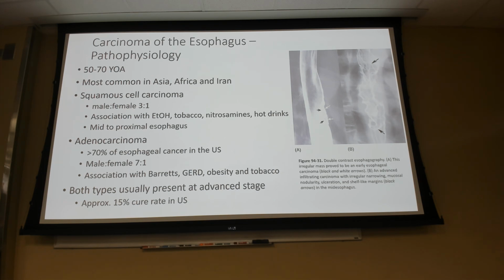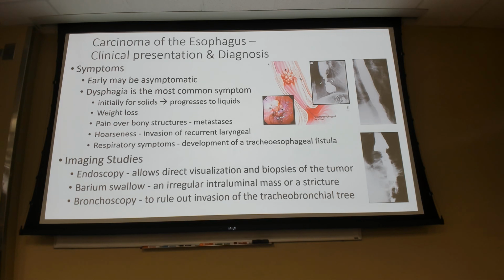That's because it's mostly asymptomatic, so they don't present until it's an advanced stage of the disease, but dysphagia is the most common symptom that they have. They'll complain of solids first, followed by liquids. They might have some weight loss. If it's metastasized, you might get bony pain. If there's invasion of the recurrent laryngeal nerve, you get hoarseness. Sometimes we'll have respiratory symptoms or fistula.